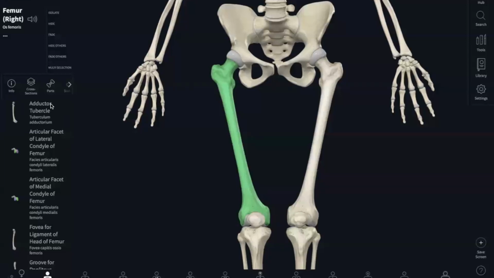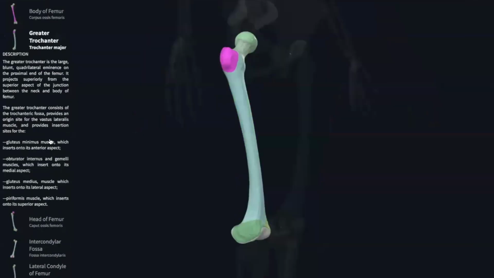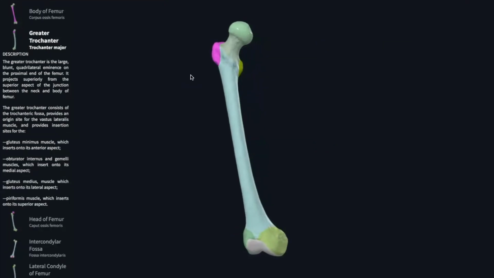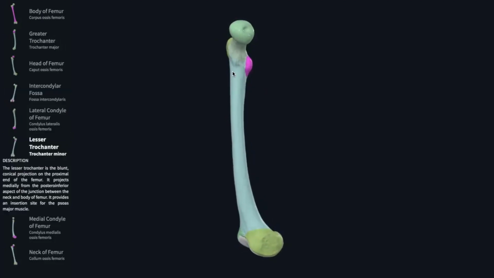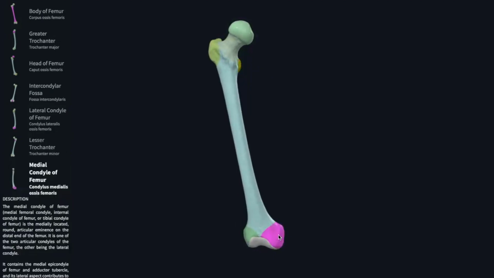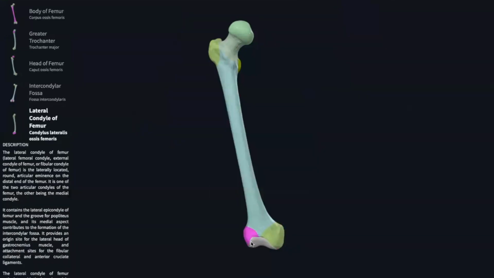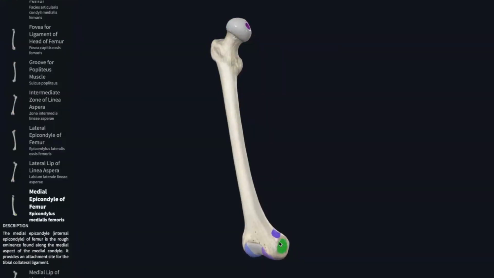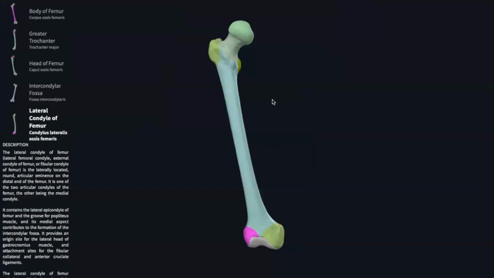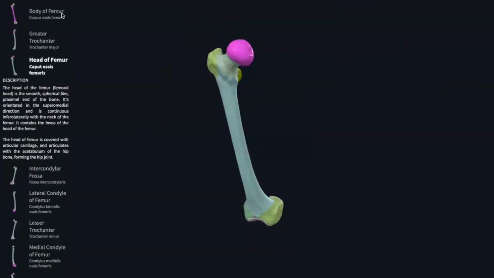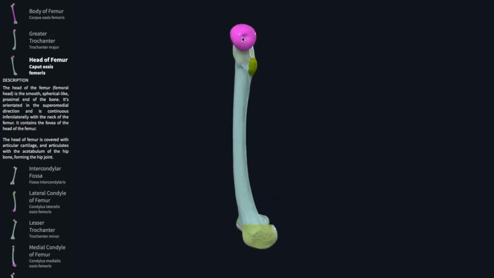In your femur, the bone markings consist of the greater trochanter, which is on the more proximal end of the femur, along with the lesser trochanter, which is just a smaller bump, and it's more posterior than the greater trochanter. Then you have your condyles. This one is the medial condyle since it is more medial than your lateral condyle. But along with that, there is also the medial epicondyle as well as the lateral epicondyle. Then you have the head of the femur, and this little indent here, that is called your fovea capitis.